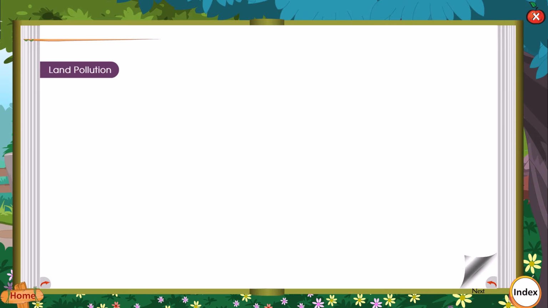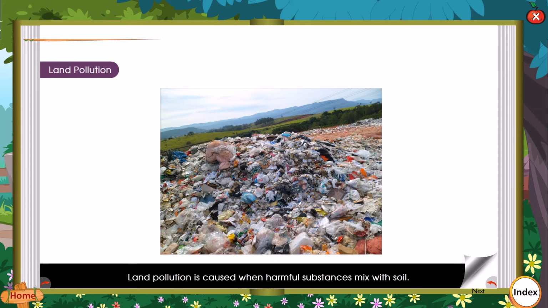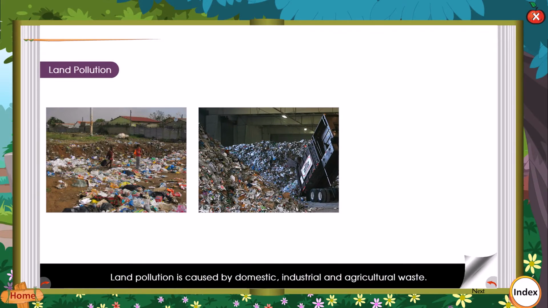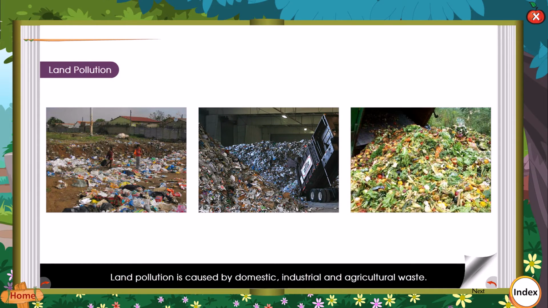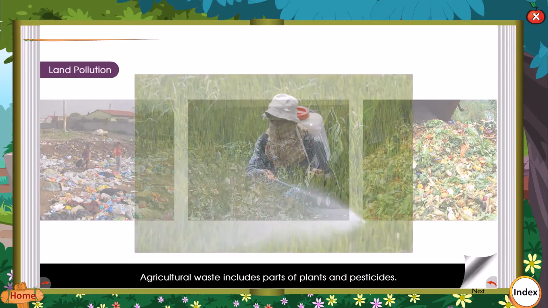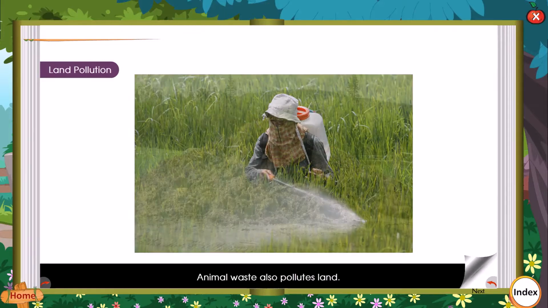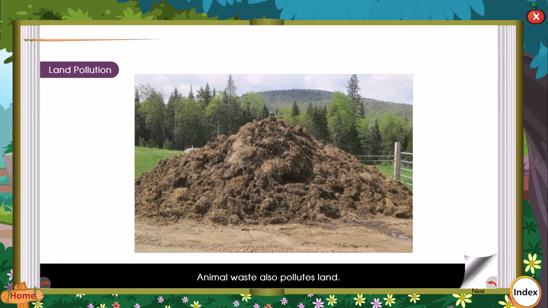Land pollution. Land pollution is caused when harmful substances mix with soil. Land pollution is caused by domestic, industrial, and agricultural waste. Agricultural waste includes parts of plants and pesticides. Animal waste also pollutes land.